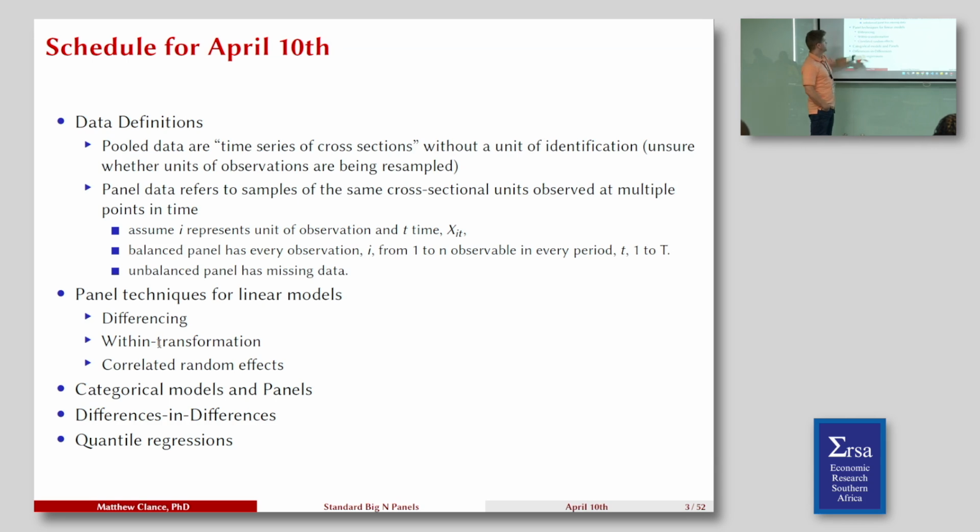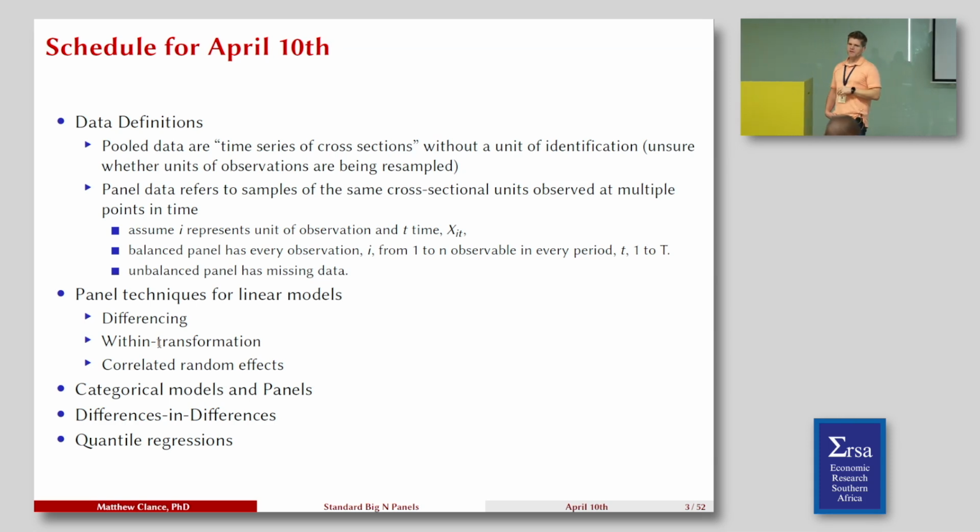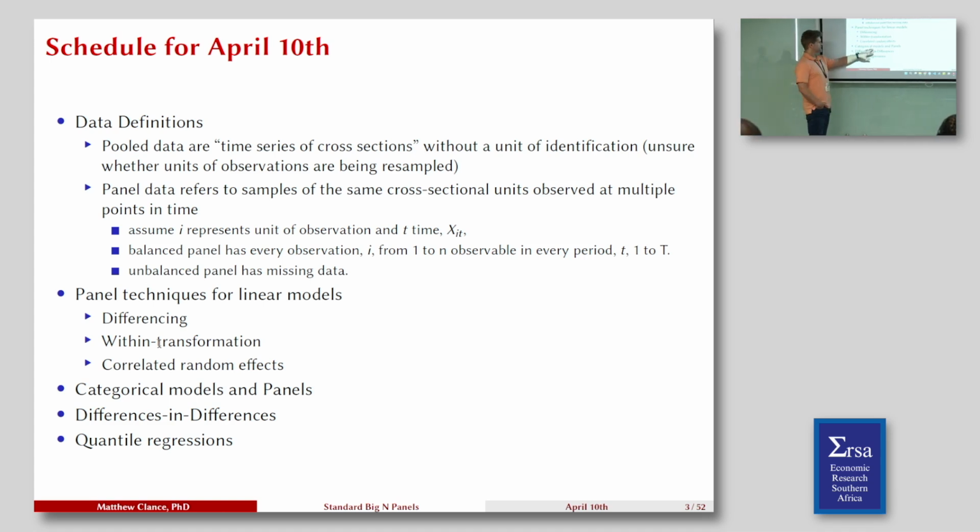We're going to look at the panel techniques for linear models. We're going to focus on differencing and within transformations. I can't remember if I put random effects in there. And then I'm also going to talk about correlated random effects. The reason why I'm talking about this here is because it is a method of dealing with unobserved heterogeneity in nonlinear models.